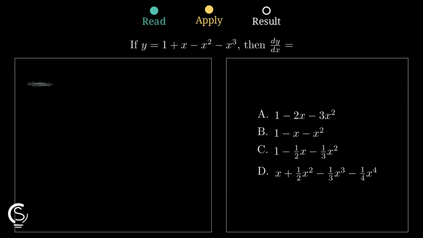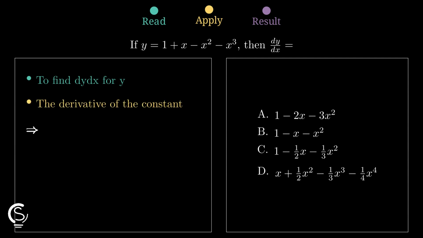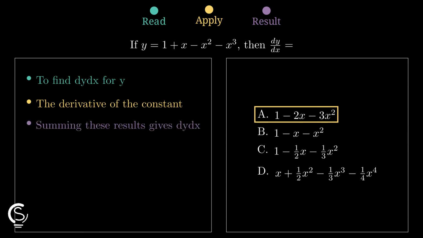Next, the derivative of x is just 1. For the negative x squared and negative x cubed terms, we use the power rule by bringing the exponents down as multipliers here. This gives us negative 2x and negative 3x squared. Combining everything, we see that the final result matches option A perfectly. Great job!